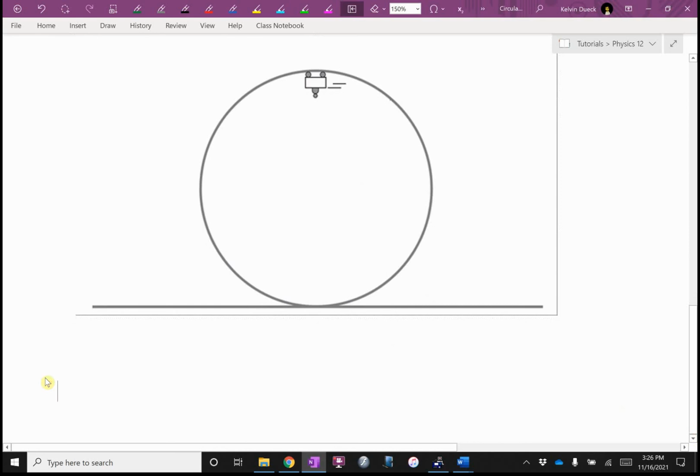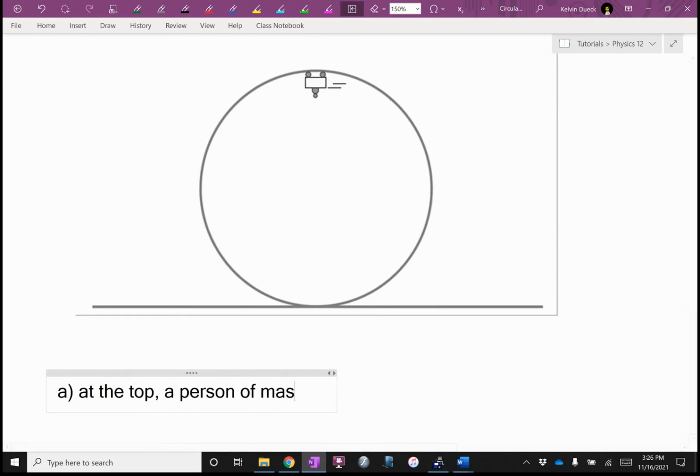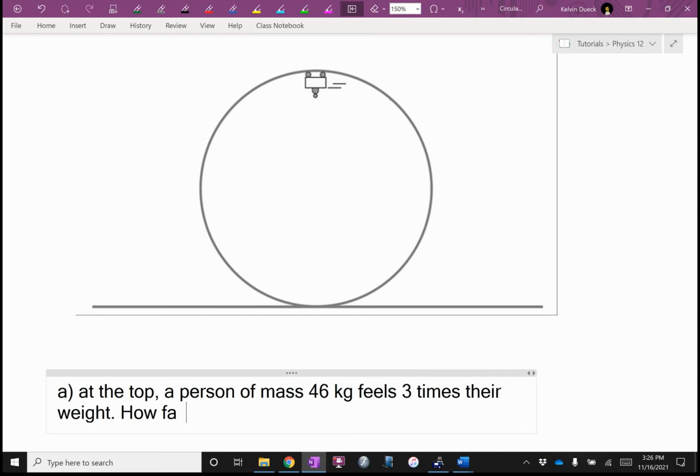Supposing we say something like this. At the top, a person of mass 46 kilograms feels, I don't know, 3 times their weight. How fast are they traveling? First of all, what is this question asking us to find? Okay? What path are we tracing out?